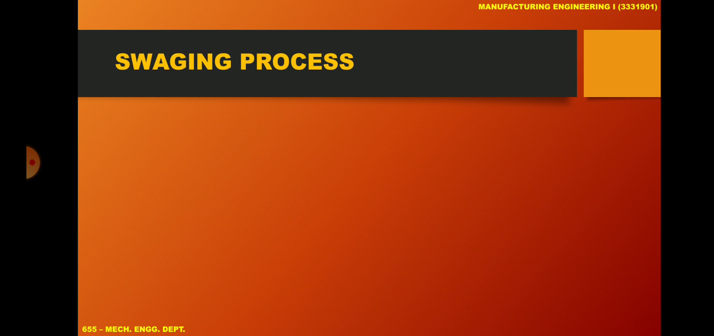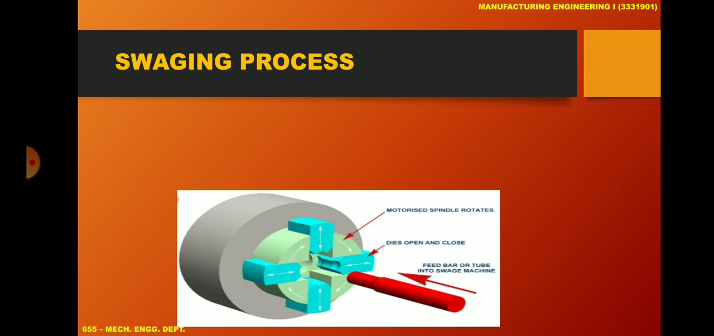Swaging process. Here we saw a rod, one end of which has its diameter reduced. To reduce the diameter with the help of a mandrel or die, whenever it's required, is known as the swaging process.